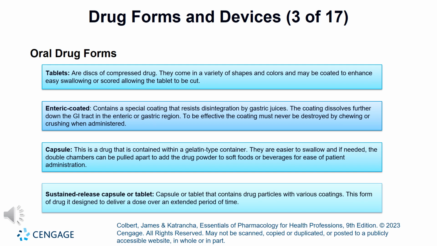Capsules are drugs contained within a gelatin-type container. They're easier to swallow, and if they need to be, the double chambers can be pulled apart to add the drug powder to soft foods such as applesauce or mashed potatoes, or even in beverages, for patients who have trouble swallowing, and it also helps make them easier to administer. Sustained release capsules or tablets contain drug particles with various coatings. This form of drug is designed to deliver a dose over an extended period of time.